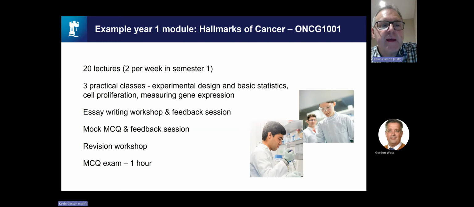So they also do things like essay writing workshops. And also we have to teach them about exams as well. So they do a mock MCQ exam, multiple choice exam, and they do an MCQ exam. So that's how the course is delivered.